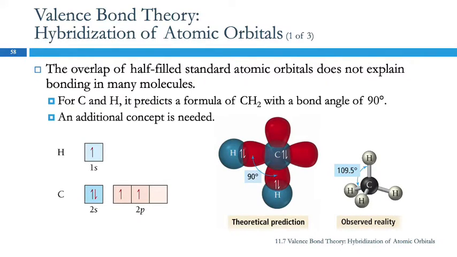So that looked fine with H2S, but overlapping standard half-filled atomic orbitals doesn't work for most things, it turns out. So let's look at carbon and hydrogen. Here we have carbon. It has two half-filled orbitals here, and here's hydrogen with a half-filled orbital. And so we could see this half-filled orbital overlapping with that one, and maybe another hydrogen.